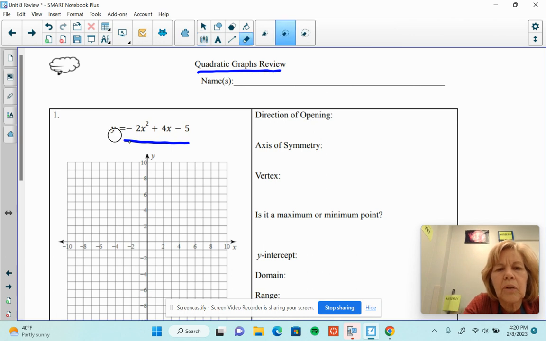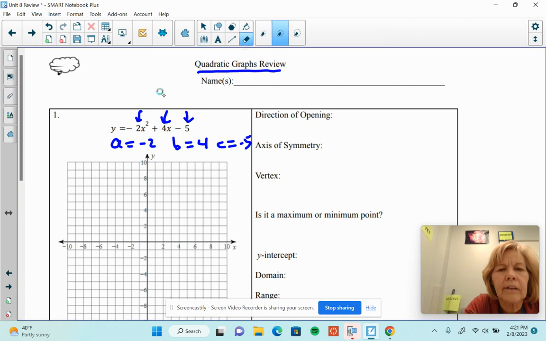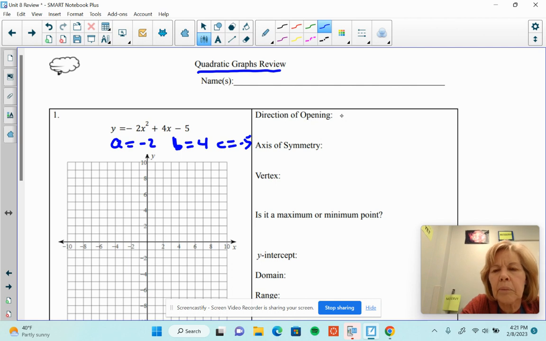The key to finding out whether it opens up or down is look at the value of a. So this is a, this is b, c is -5. So I find the a in front of the x squared, b is here, c is here. A is -2. So because a is negative, that quadratic is going to open downward. That parabola that we graph will open downward. So down or downward.